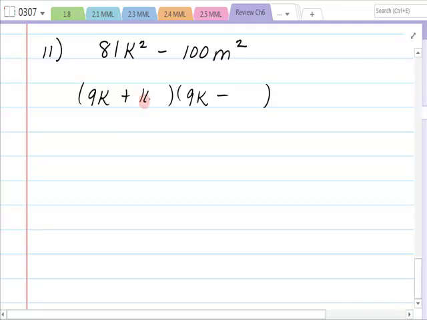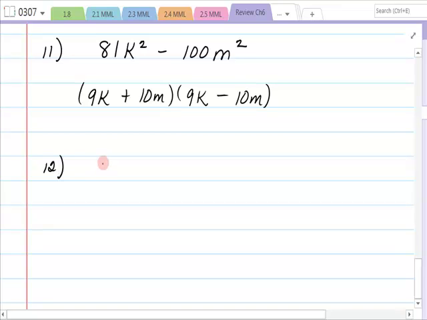10. And it is very common to leave off the letters. You get so caught up in the numbers that you don't focus on the letters, but please do. Product of the first is 81k squared. The outer is negative 90km, but the inner is positive 90km. Those cancel. Product of the last, negative 100m squared. I hope you'll find difference of squares to be the easiest.